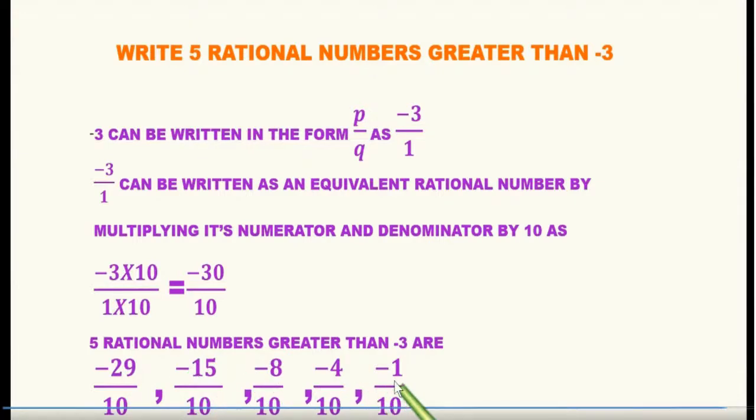As you can see, the 5 rational numbers greater than minus 30 by 10 are minus 29 by 10, minus 15 by 10, and so on. Did you notice that we are moving towards the right side on the number line? What does it indicate? When we move towards the right side on the number line, we get a number greater than the previous number. So as you can see in the numerator, we are moving on the right side. So we get an integer in the numerator greater than a previous integer. Thus, minus 15 by 10 will be greater than minus 29 by 10 and so on.